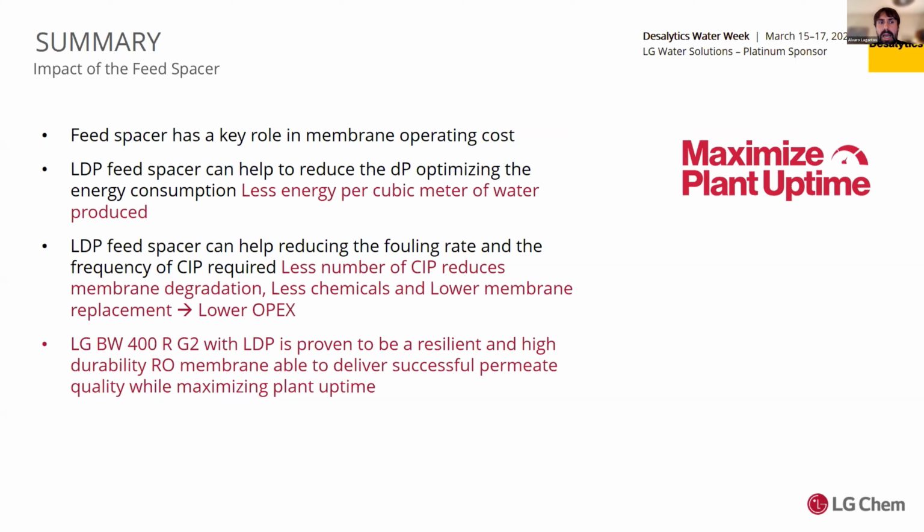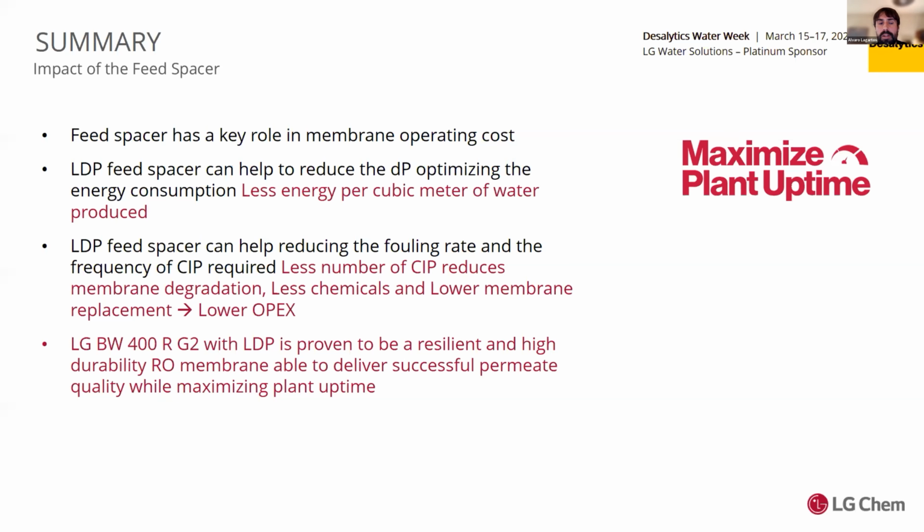You see also what I said, the influence is not only the DP, but also reducing the fouling rate, improving the cross flow velocity, and reducing the stagnant areas, and that will reduce the number of CIPs required, the chemical consumption, and at the end, obviously, the membrane durability.